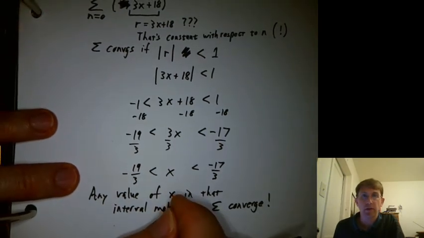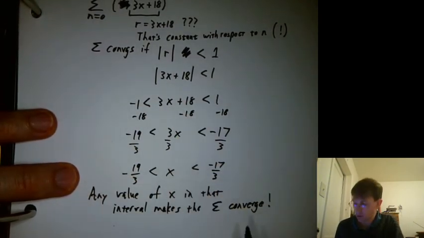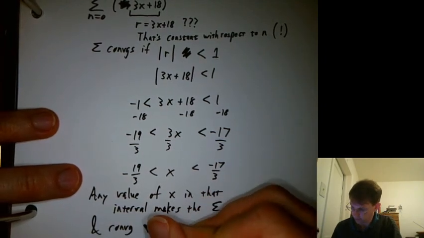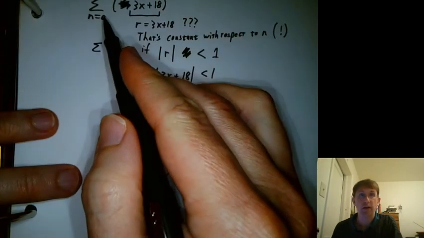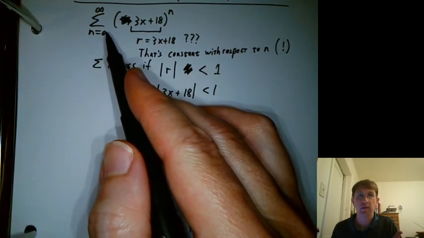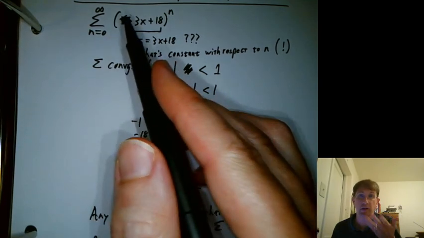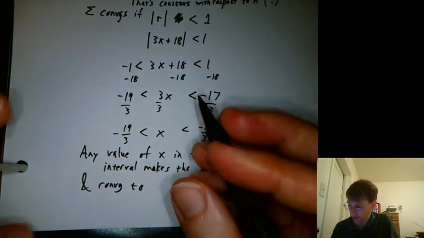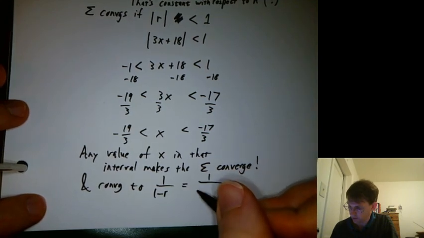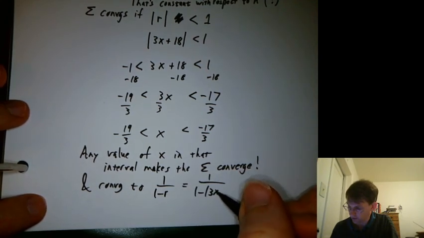What else can we say about that? Could we say what the sum converges to? Well, we've got all the nice hints here, or a nice good setup. n starts at 0. There's no constant multiplier out here, so we can just use 1 over 1 minus r. So it would be 1 over 1 minus (3x plus 18).